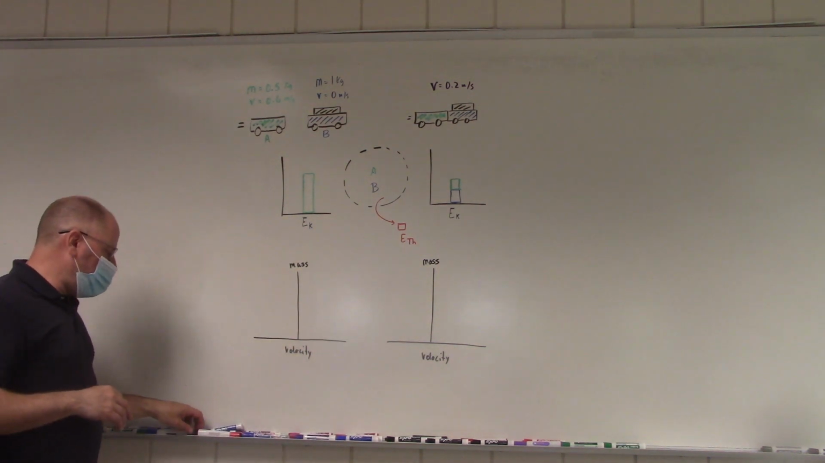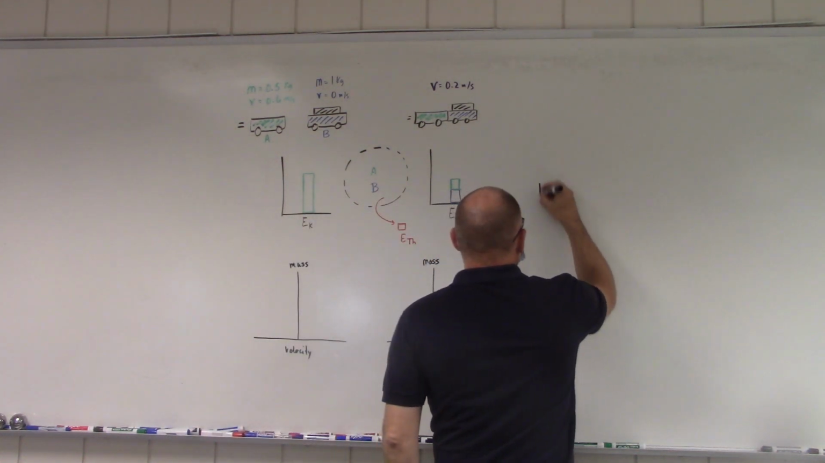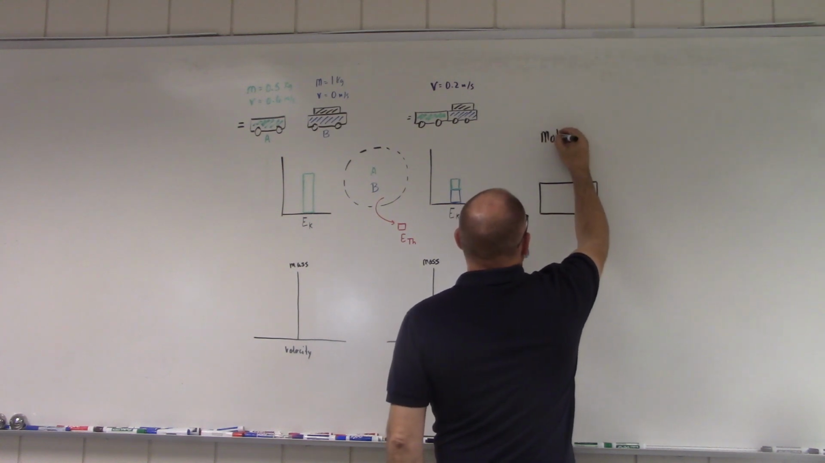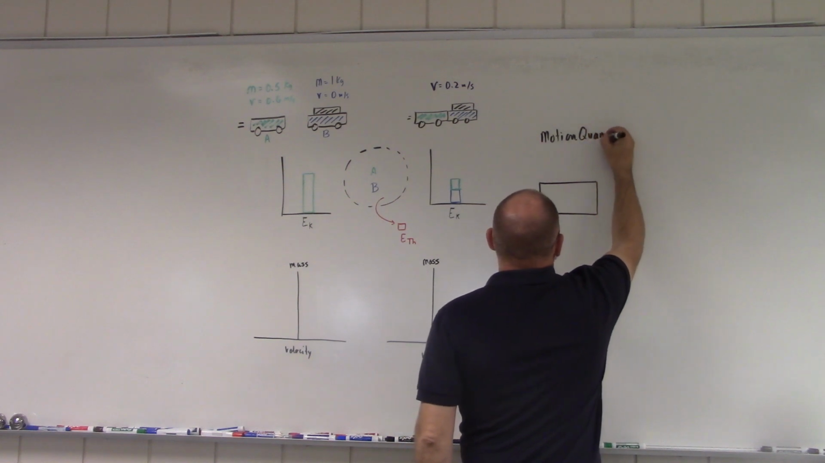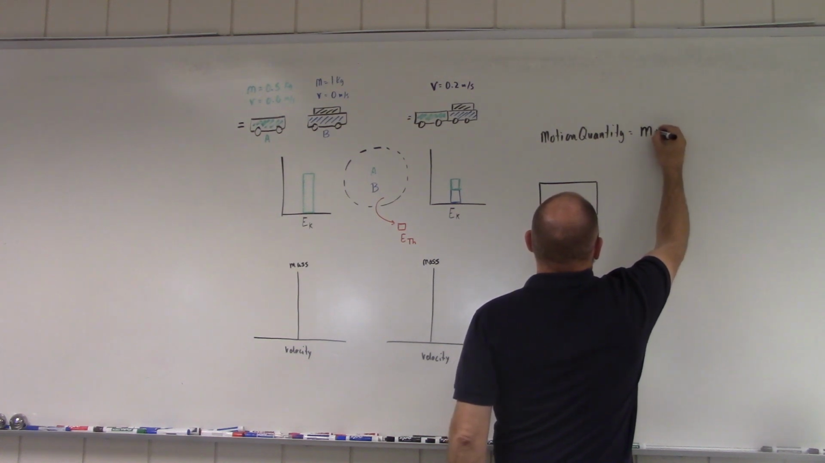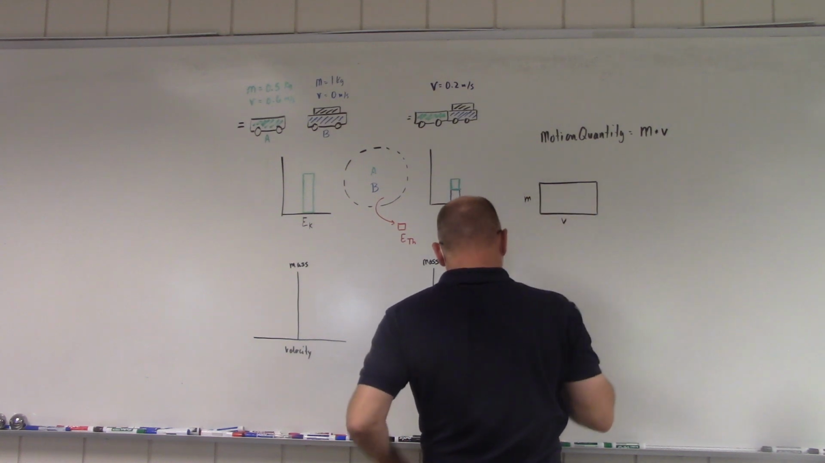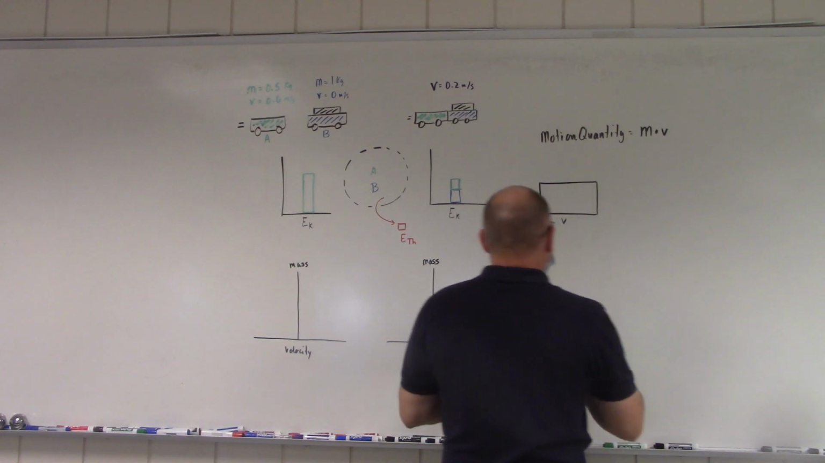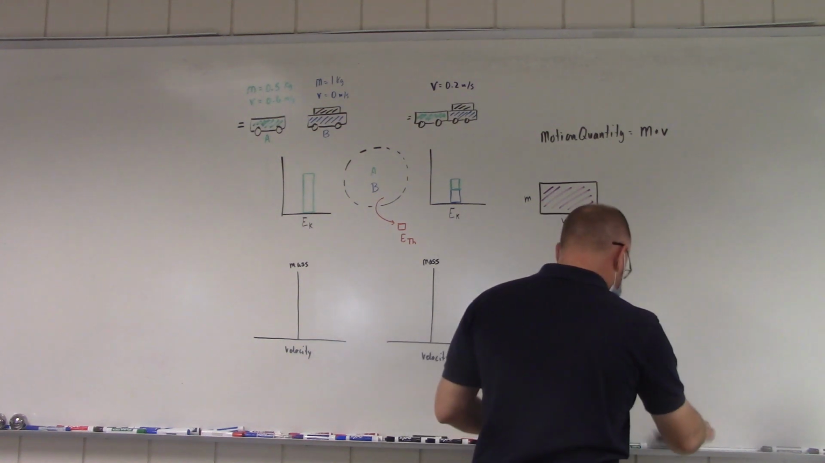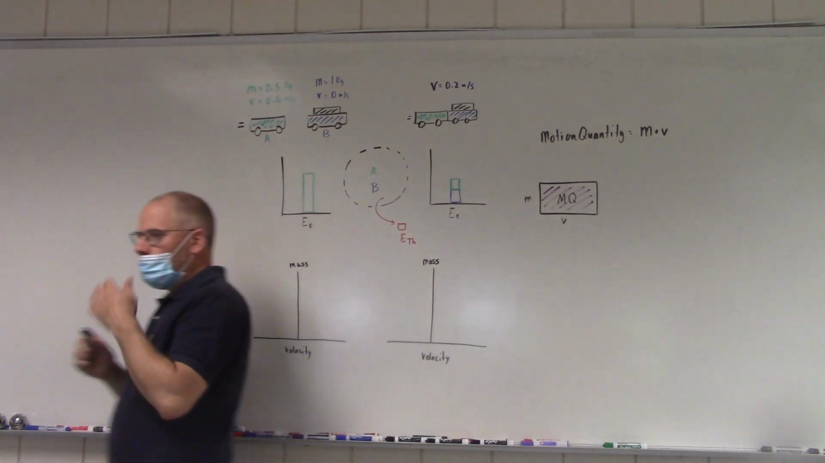But now I want to use this chart here to calculate what we call the motion quantity. Now, as I mentioned before, this motion quantity can be calculated by taking the mass times the velocity. So this part is the mass, this part here is the velocity, and then the area is the motion quantity. Is that all right? So, yeah?